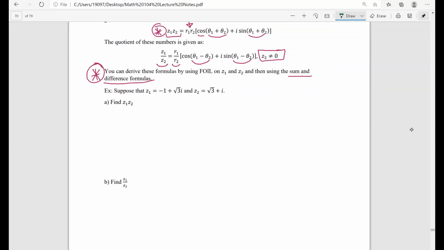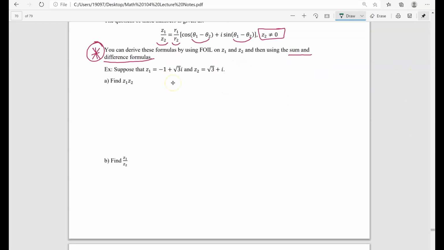So suppose that z1 equals negative 1 plus square root of 3 i, and z2 is equal to square root of 3 plus i. We want to find z1 times z2. Clearly we could FOIL all this out, but let's use the formula that we just learned. The first thing I want to do is convert these to polar form. So let's first start off with z1.